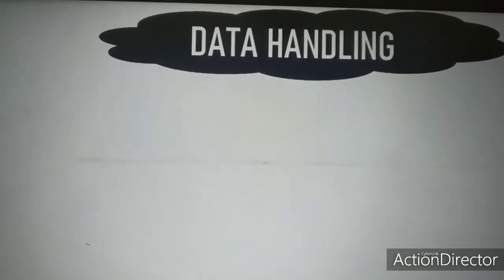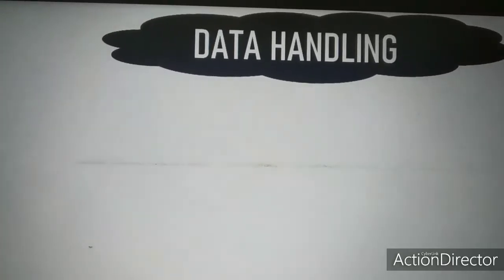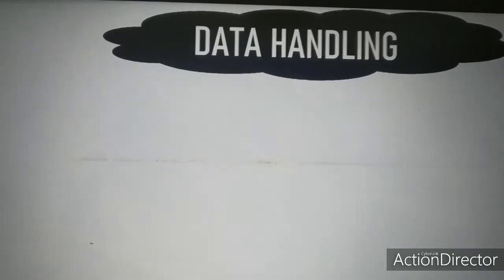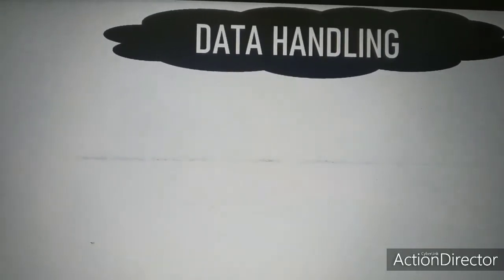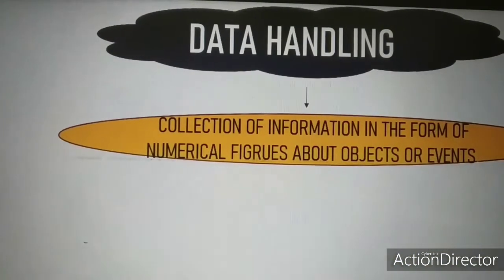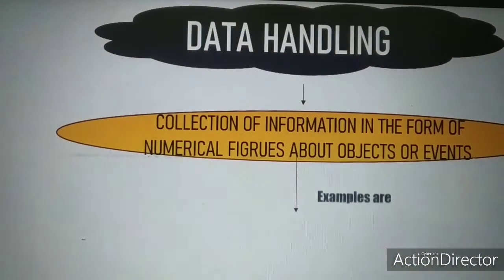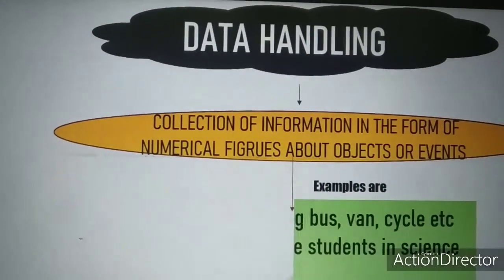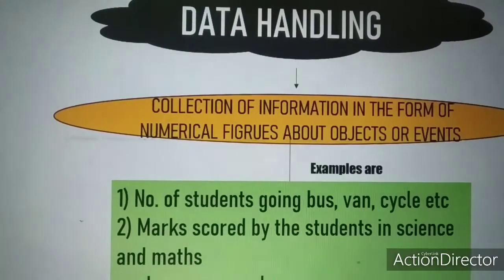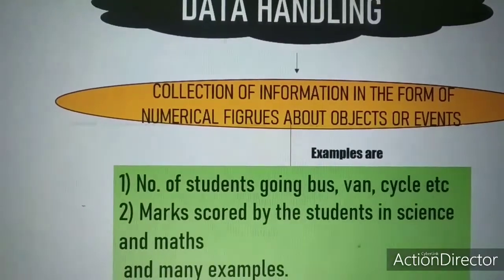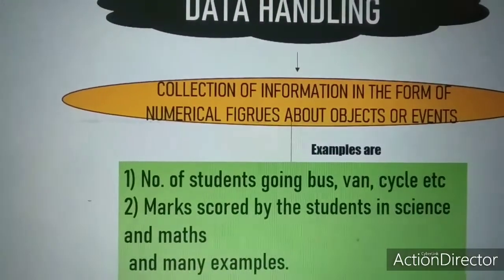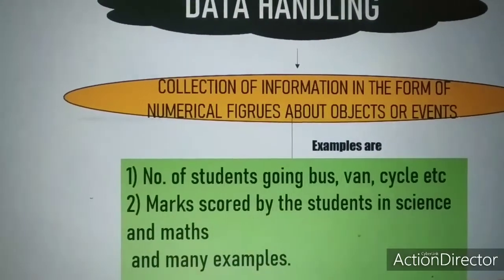What do you mean by data? Data is nothing but the collection of information in the form of numerical figures about some events or objects. Suppose you are going to find the number of students coming by bus, van or cycle. This information will be in the form of numerical figures, so I can call this information data.